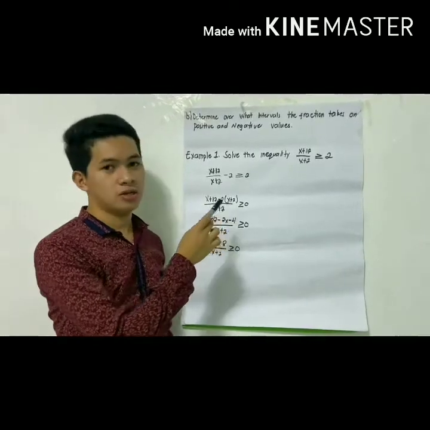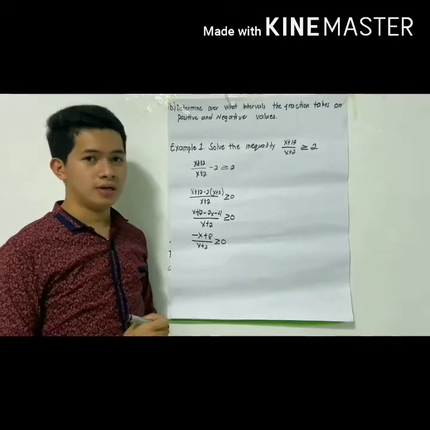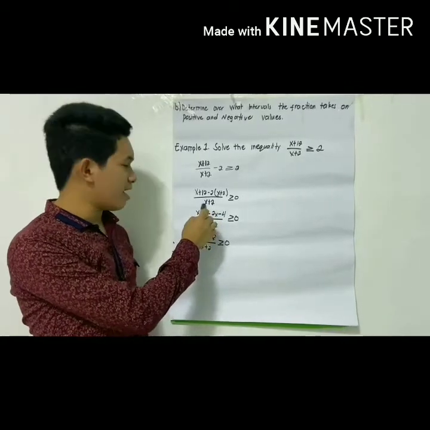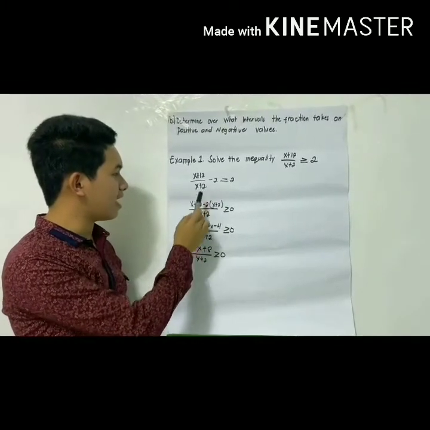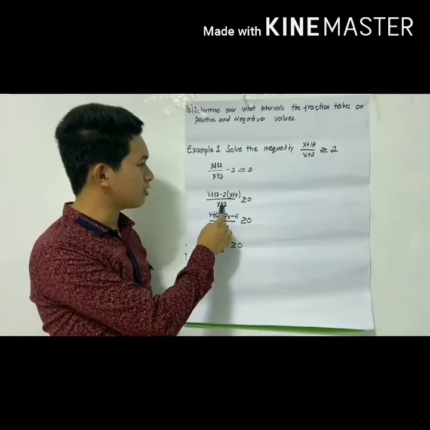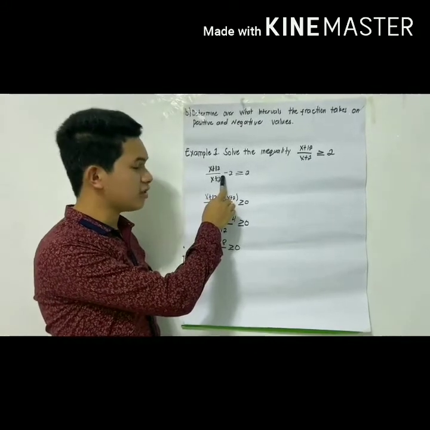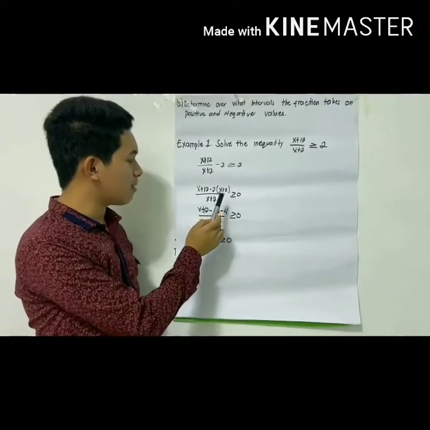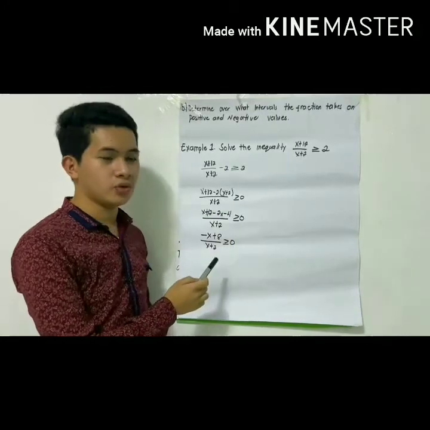Kunin natin yan by using LCD. So ano yung LCD natin? That is x plus 2. So si x plus 2 multiplied by x plus 2, makakancel yan. Ang natira lang ay si x plus 12. Then si x plus 2 divided by 1 times negative 2. So si negative 2 multiplied by x plus 2, that will become negative 2 times x plus 2 greater than or equal to 0.